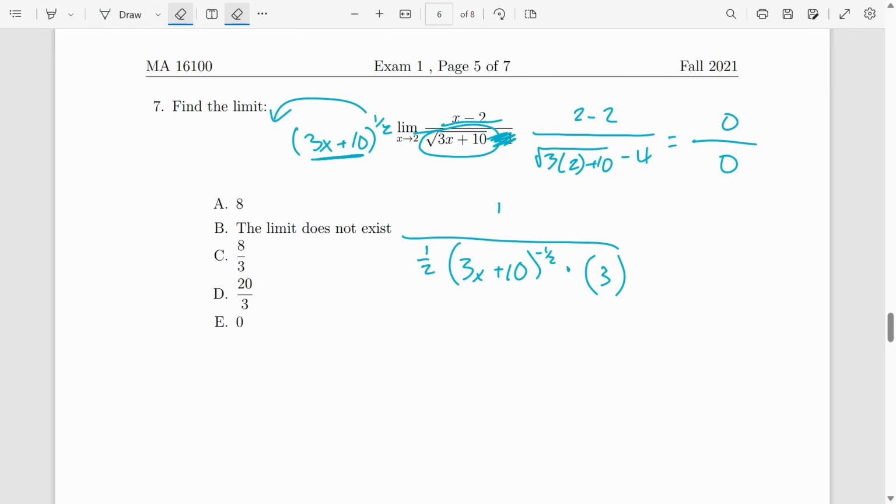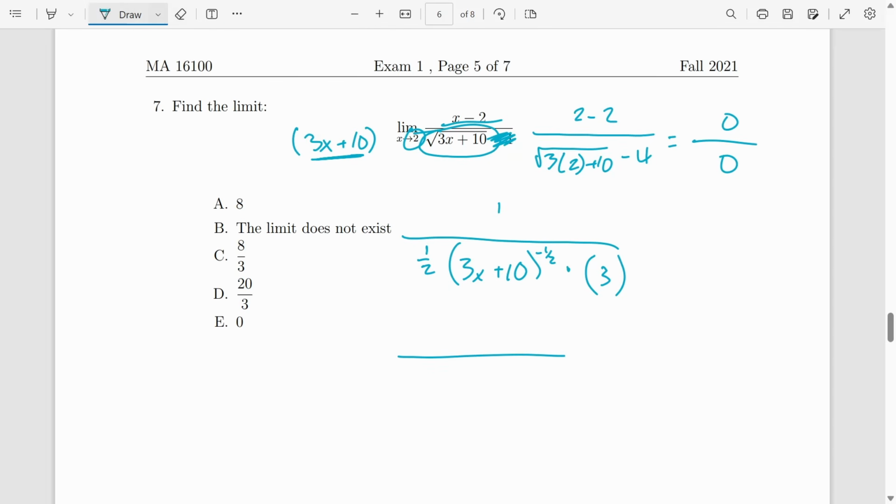So that is the L'Hopital's rule-ified limit that we have now. Now it looks like if we were to just plug in 2 here, it wouldn't be an indeterminate form anymore, and it wouldn't divide by 0 or anything. So let's try doing that now. So we'll get 1 over, actually, hang on.